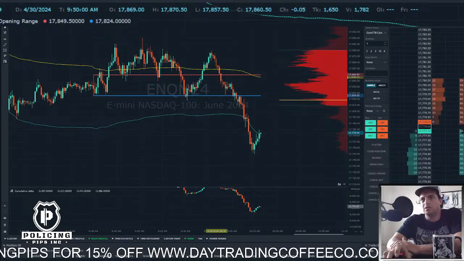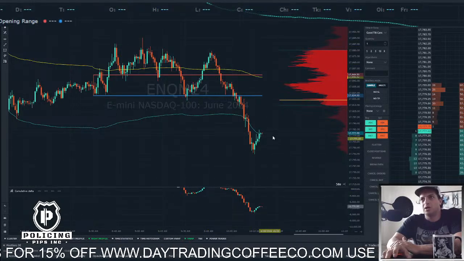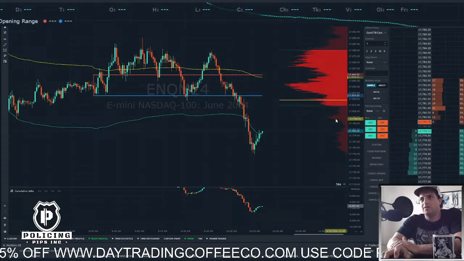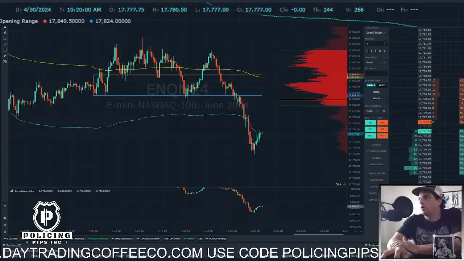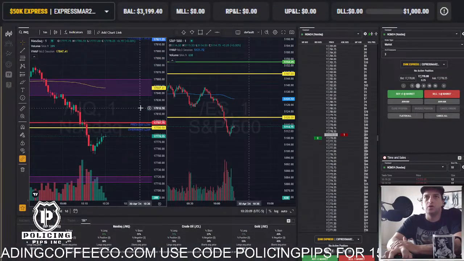I want to be on the opposite side. I don't want to wick 800 and then rotate down. You got high volume nodes here at 97 and then up here at 812. So could rip right to the 812.